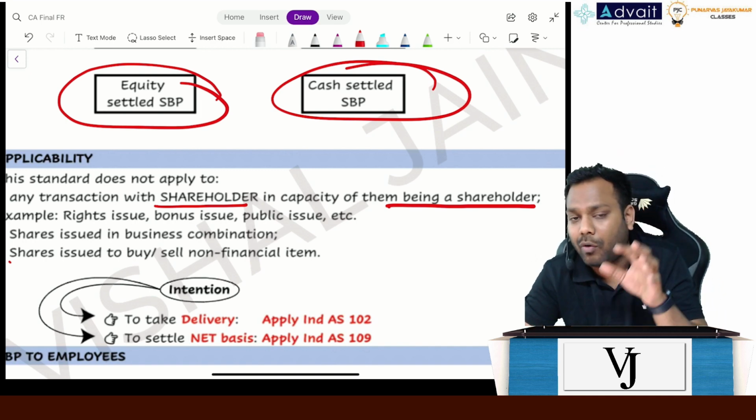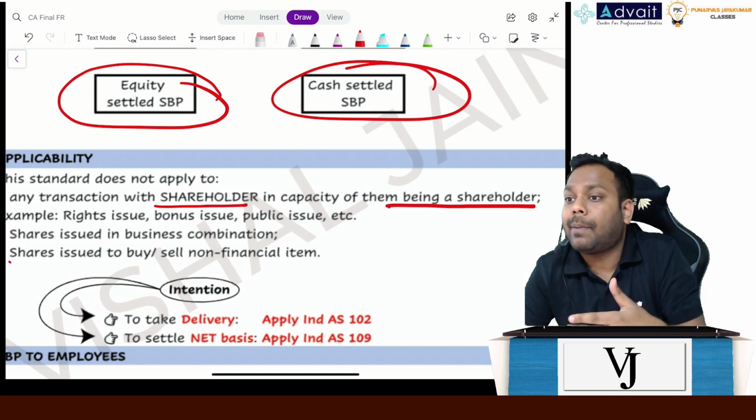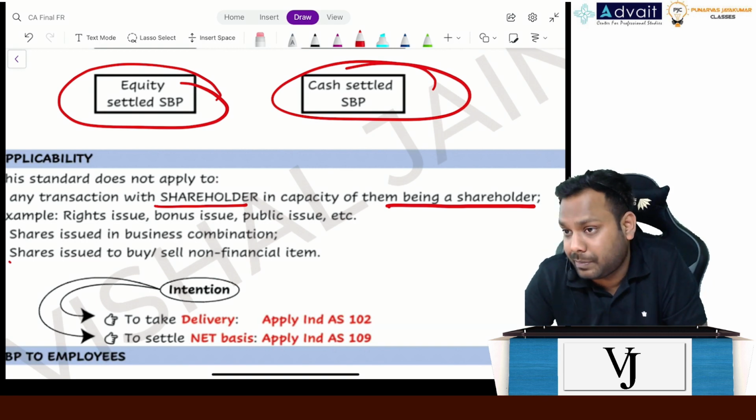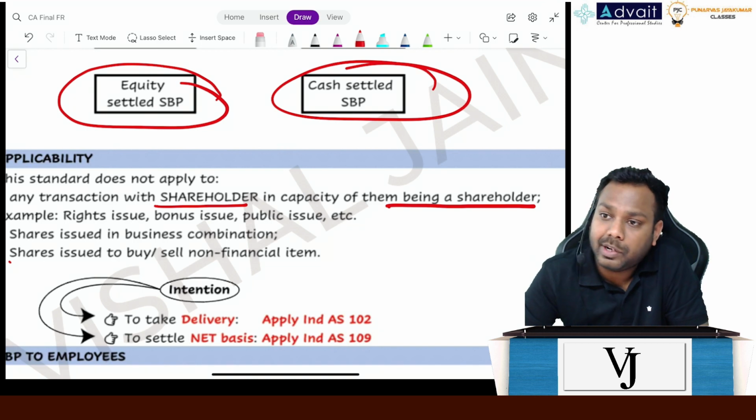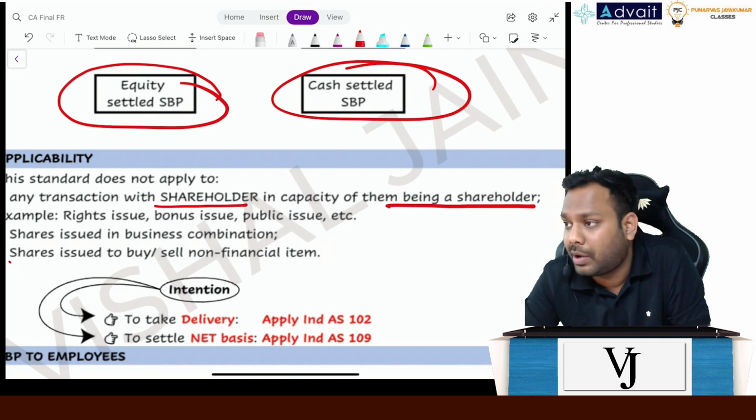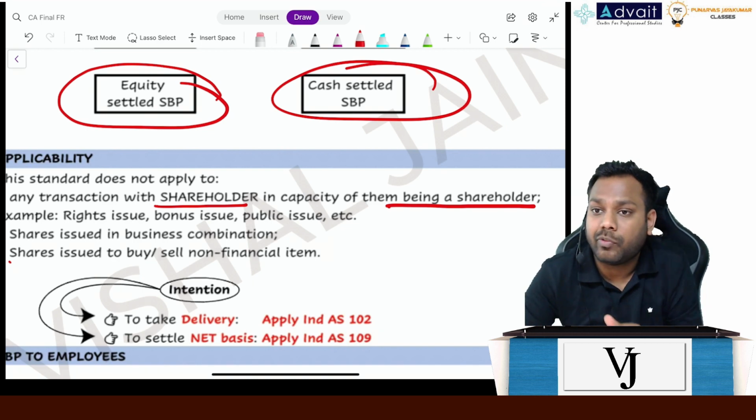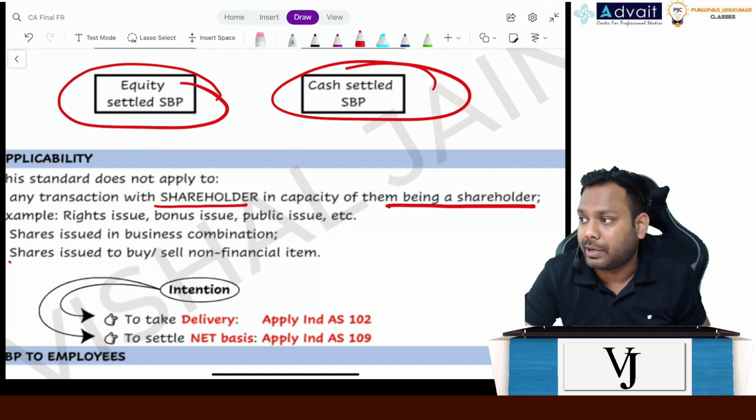So what matters is in what capacity you are doing the transaction. If you are doing the transaction in the capacity of being a shareholder, not covered. If you are doing the transaction in the capacity of being a vendor, that is covered here.